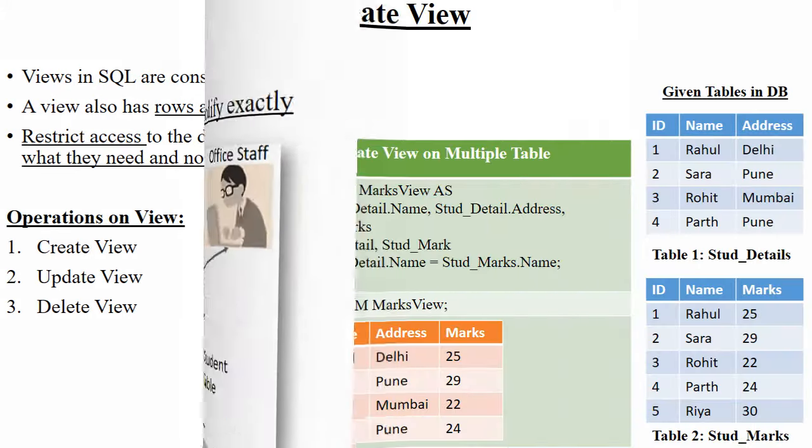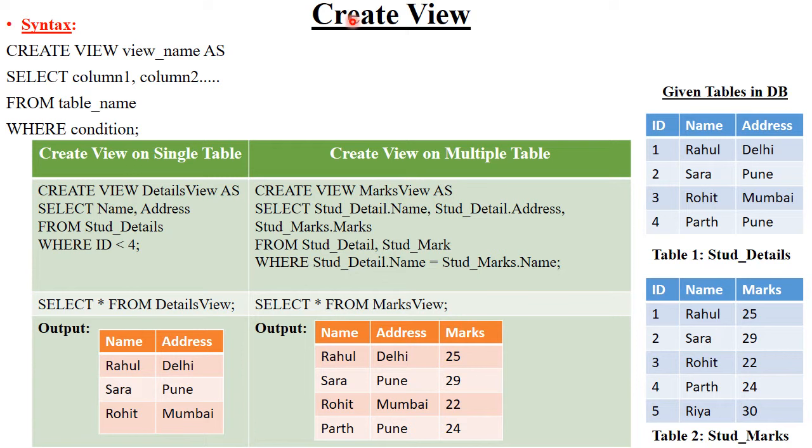Next. The first operation is create view. You can create a view on a single table or you can create a view on multiple tables. So let's take the example. In your database, these two tables are stored. One is student details, another one is student marks. Student details has ID, name and address, and student marks has ID, name and marks. Clear?